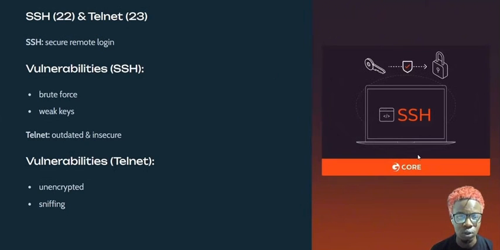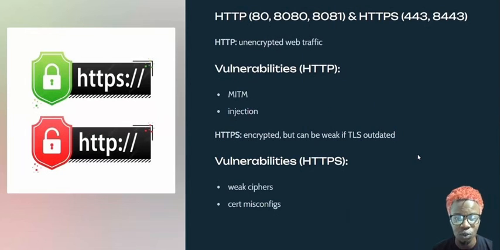Next on our list, we have the web services now, okay? We have the web services whereby we have to talk about HTTP and HTTPS. And as you can see on my screen, you can pinpoint that HTTP has ports like 80, 8080, 8081, and it's not restricted to just these ports, okay? Whereby we have HTTPS, which has ports like 443 and 8443. Now, what is the difference between HTTP and HTTPS?